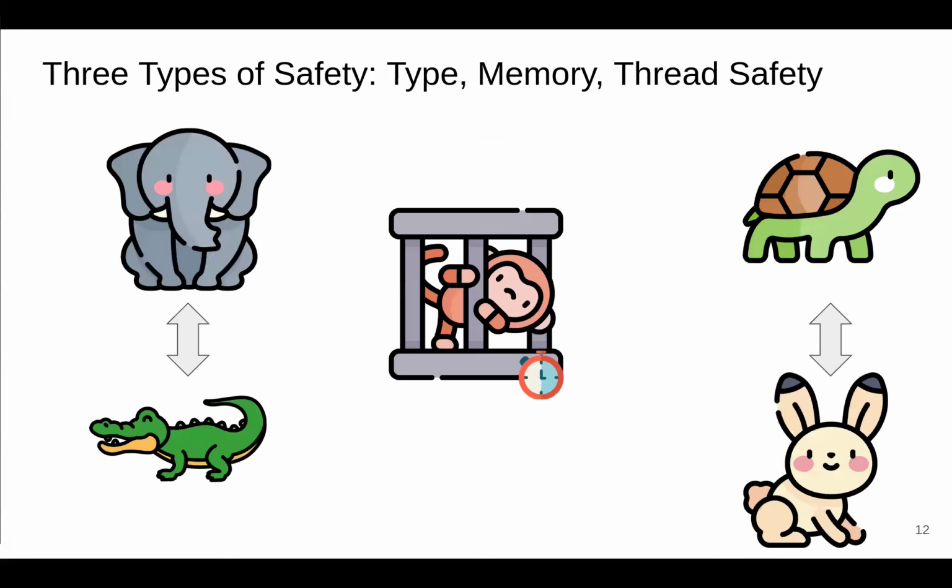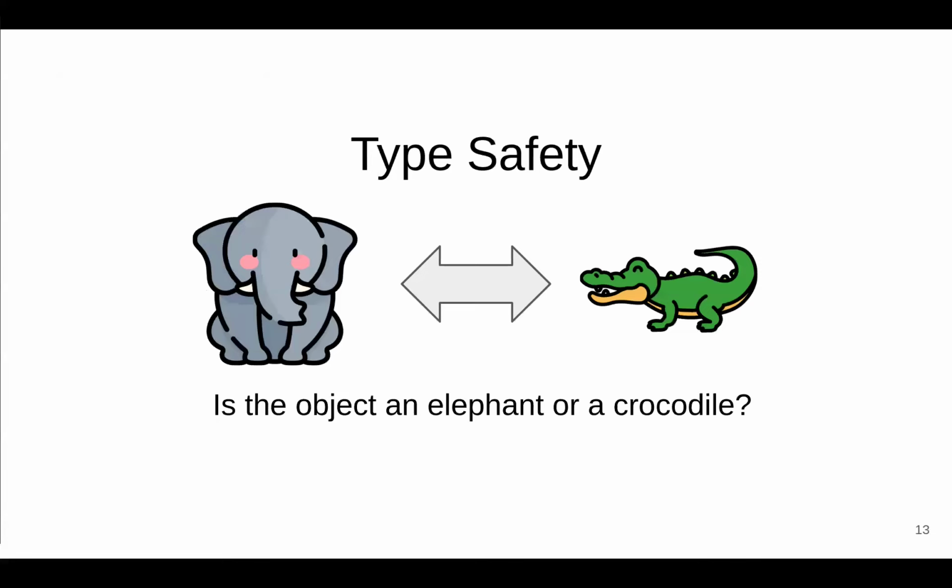Today we're going to look at 3 types of safety: type safety, memory safety, and thread safety, each with an individual discussion. Let's look at type safety. Type safety tries to give data a type.